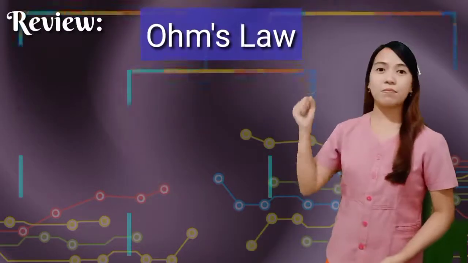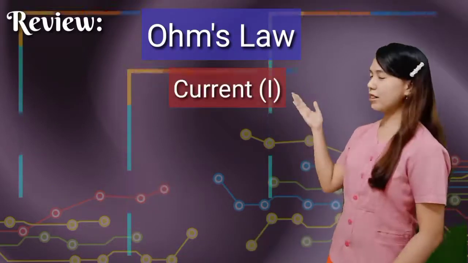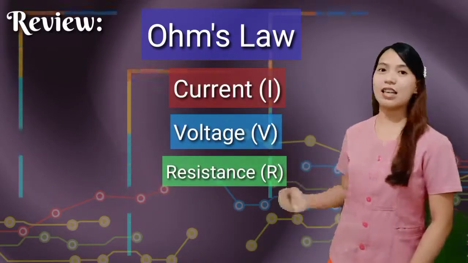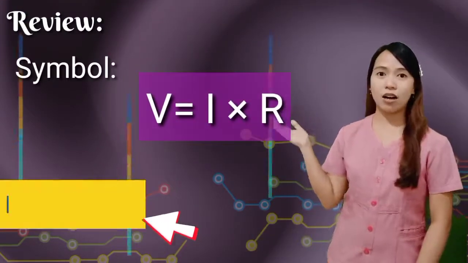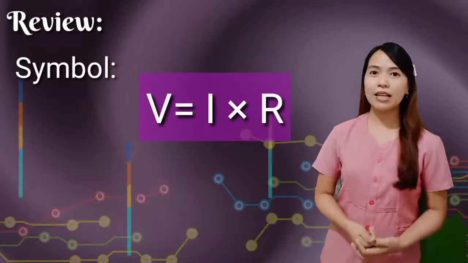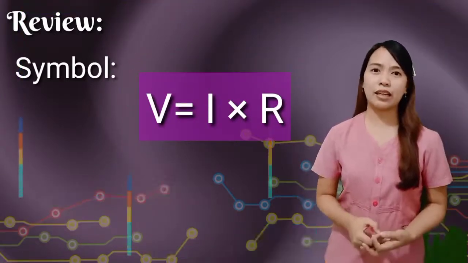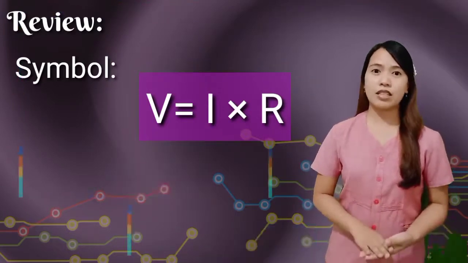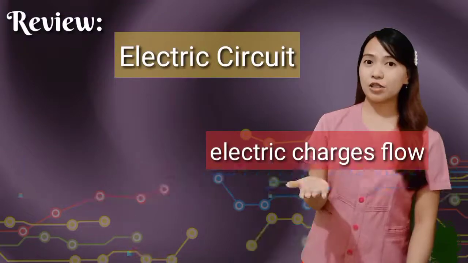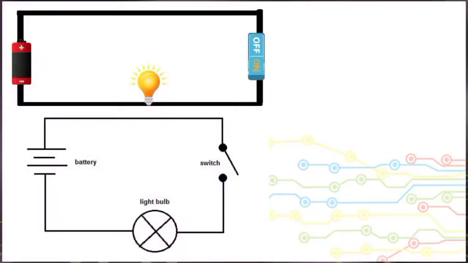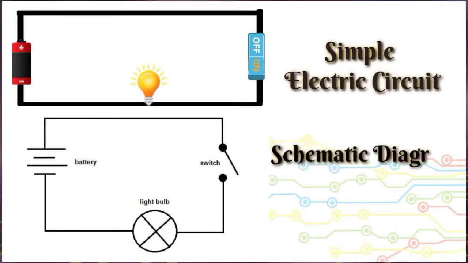In your previous lesson, you studied that Ohm's law explains the relationship between current, voltage, and resistance. In symbols, Ohm's law can be written as V equals I times R, wherein current that passes through a conductor varies directly with voltage and inversely with resistance. In addition, an electric circuit is a closed conducting path wherein electric charges flow. This picture shows you an electric circuit with its schematic diagram.